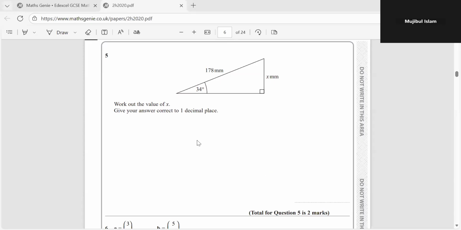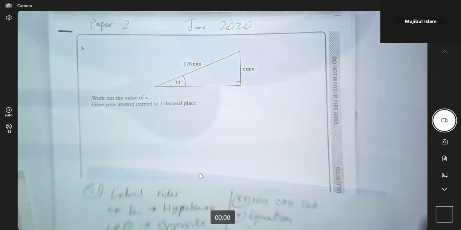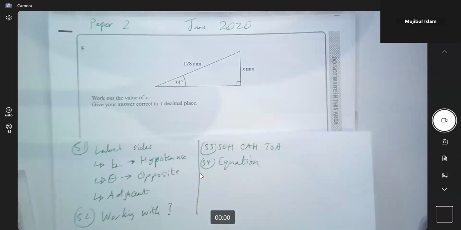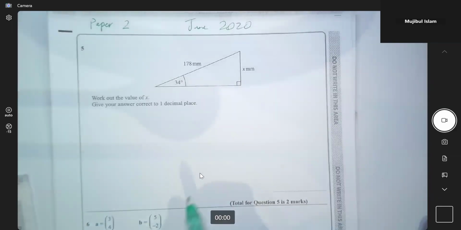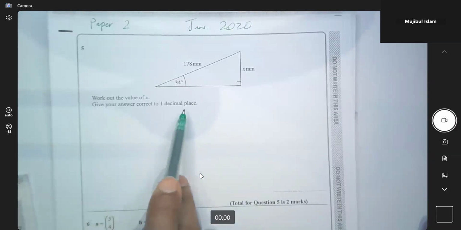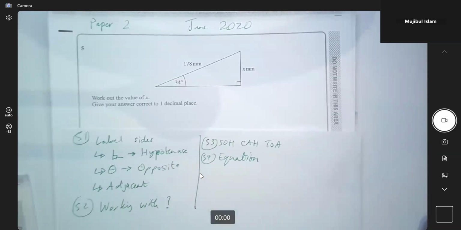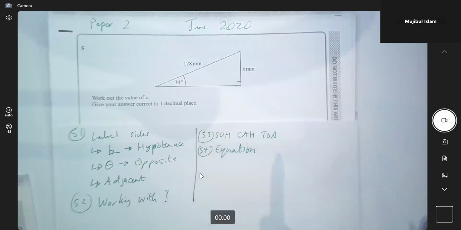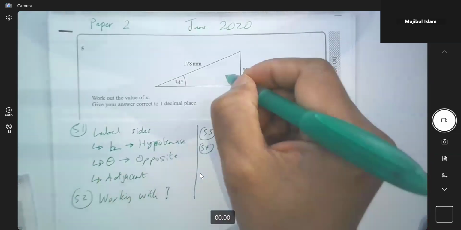Okay, let's go to the question. Similar to before, the steps: label the sides. Let's read the question first. Work out the value of x. Give your answer correct to one decimal place. We can see x is there. So step one, label the sides.